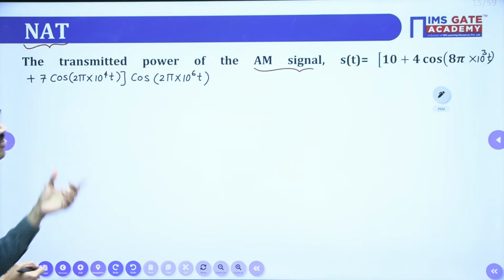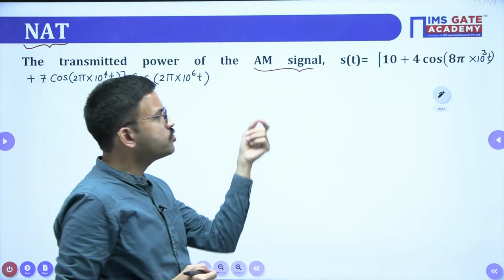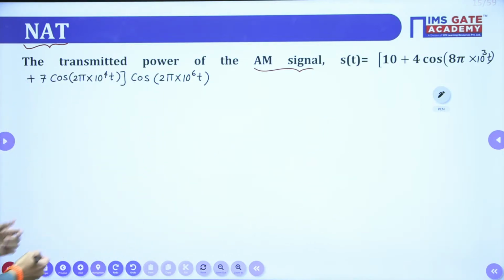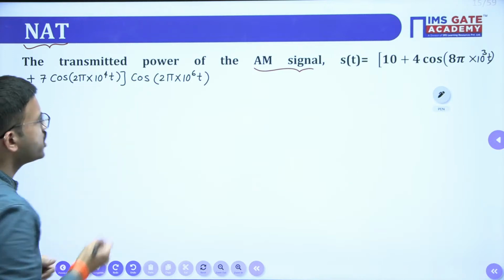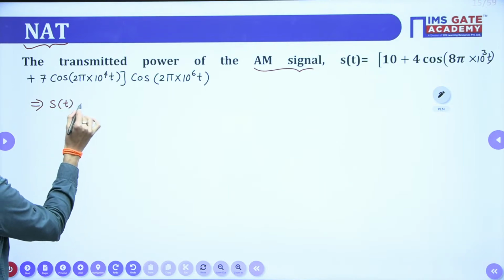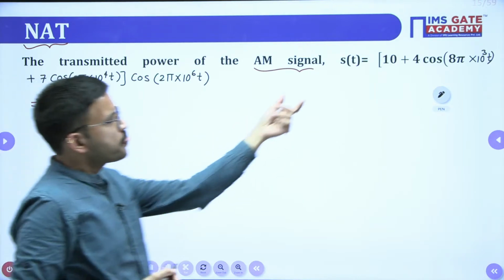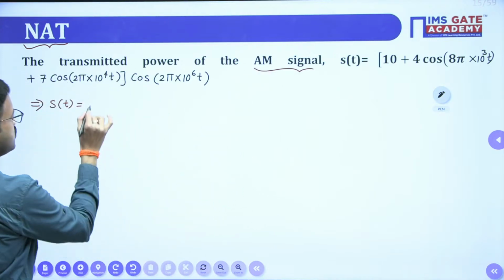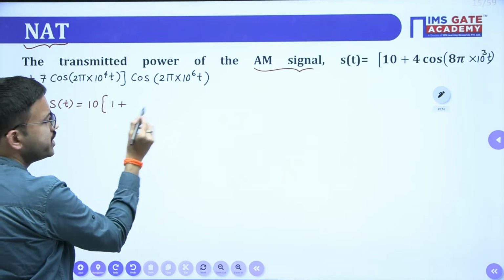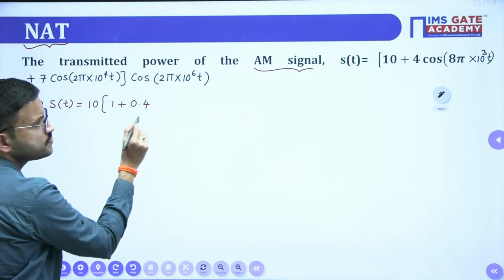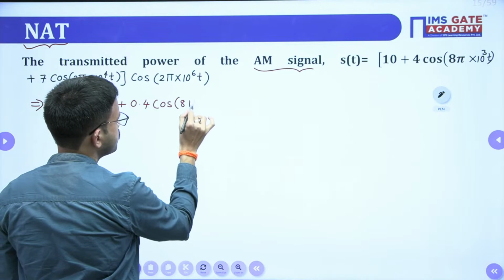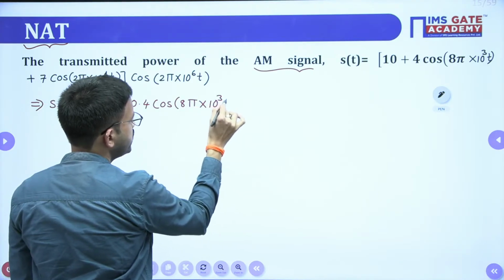See, here they have given the equation of the AM signal, but you bring this equation into the standard form. Previously we gave the standard equation of an AM signal when only the carrier signal and one sine wave is there, but here you have two frequencies in the modulating signal. So just rearrange the given equation. Take 10 as common, then you will get 1 plus 4 by 10, which I am writing as 0.4, then cos of 8 pi into 10 power 3 t.